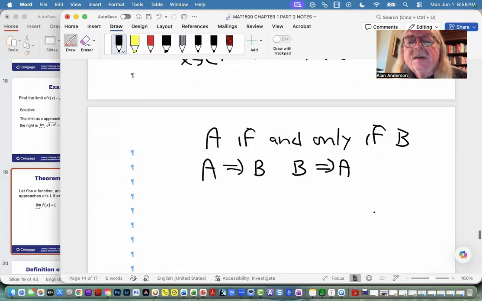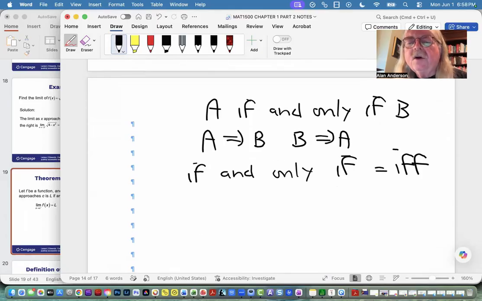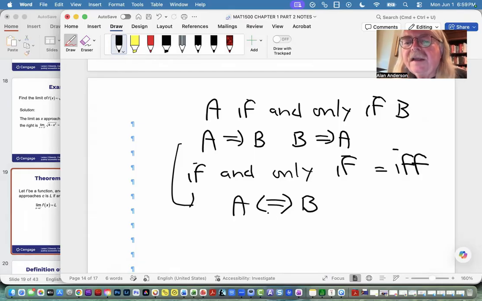Okay, and sometimes you see this abbreviated as IFF. A lot of textbooks do that. So that means that the causality goes in both directions, or sometimes you see it written like this to indicate that A implies B and B implies A. Or you can think of it this way: if A is true, then B is true, and if B is true, then A is true. Okay.